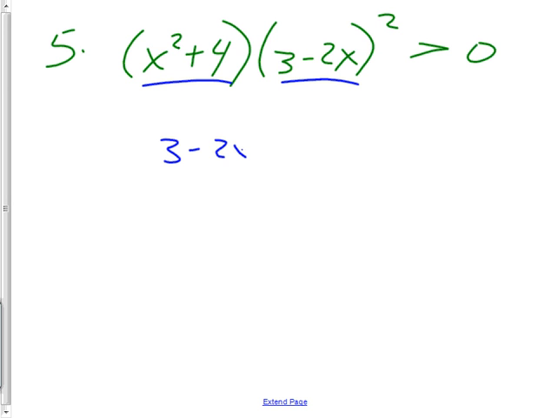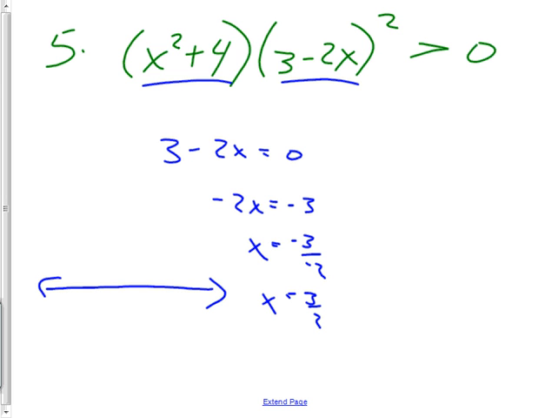3 minus 2x equals 0. Solve it right now. Can you get an answer? I got an answer. What does that mean? There's a root. There's a 0. It touches at 1.5. So then, here's my 3 halves.